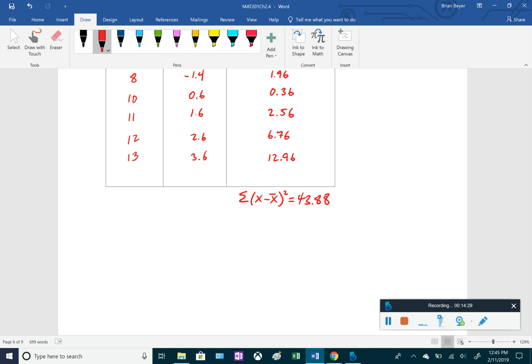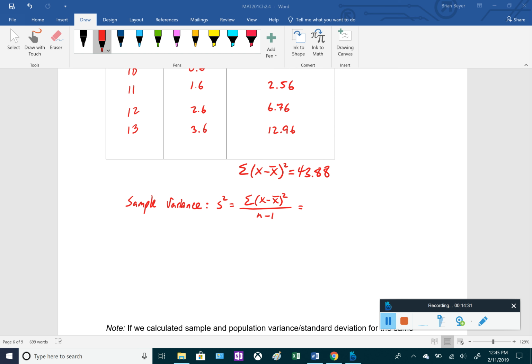And for the sample variance, we're going to take that number and divide it by n minus 1. There are 8 data entries, so we're dividing by 8 minus 1, which means we are dividing by 7. And we'll get about 6.27 for our sample variance. So we do the same thing except divide by n minus 1, compared to the population variance and standard deviation.